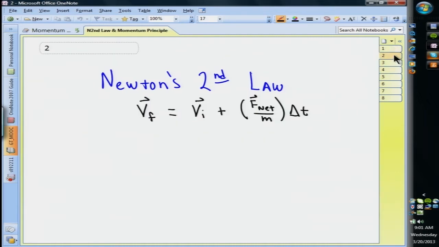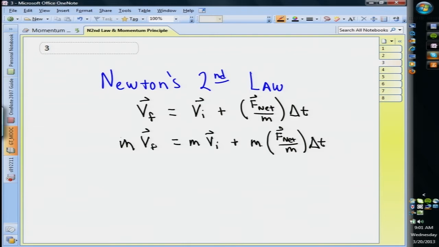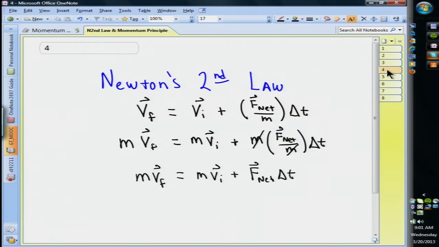We'll start with Newton's second law in the form we just discussed for predicting the motion in the future: v final equals v initial plus F net over m delta t. Now let's multiply both sides of the equation by the object's mass, m. From this, we can obtain a new form of Newton's second law.